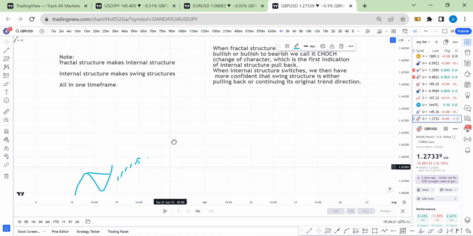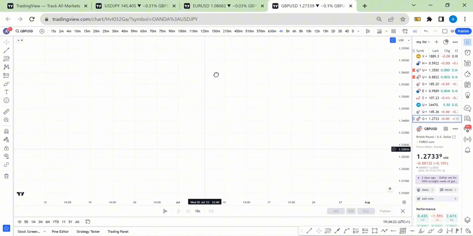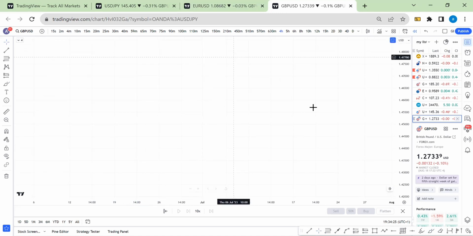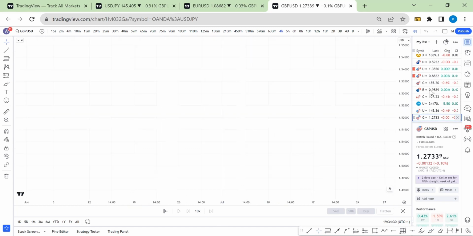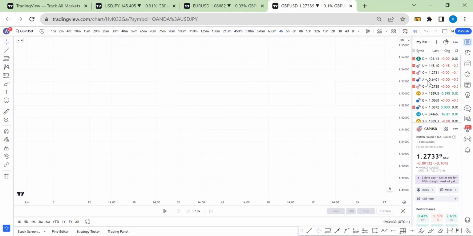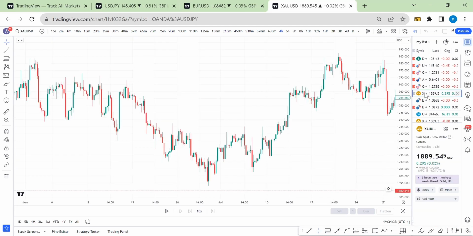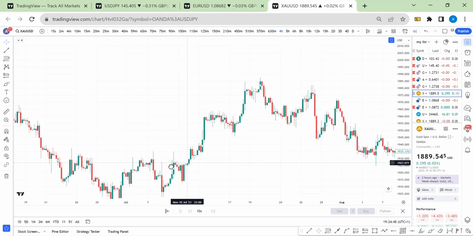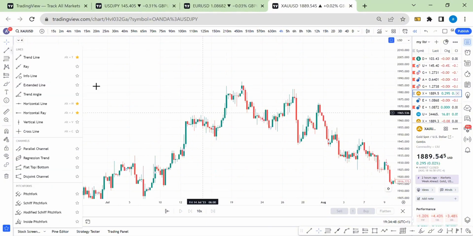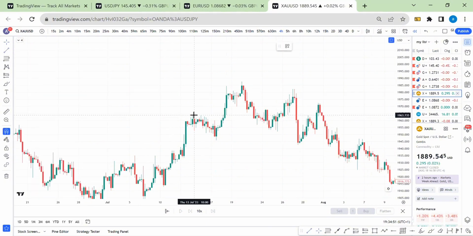Let me explain it on the charts. Let's open another chart. Okay, let's go to gold. Gold loves to do fractal switches a lot, so it makes it easy for us. Let's see from here. We have a break of structure clearly. Let's use bar replay to make it easier.